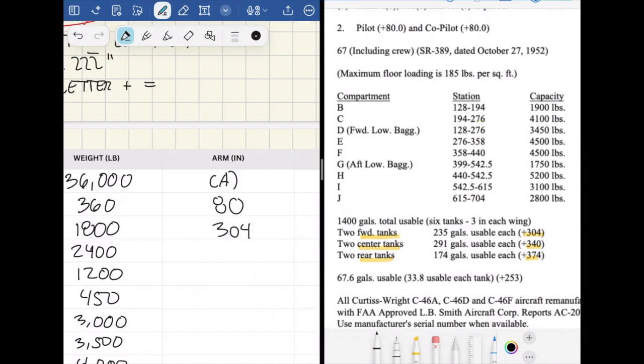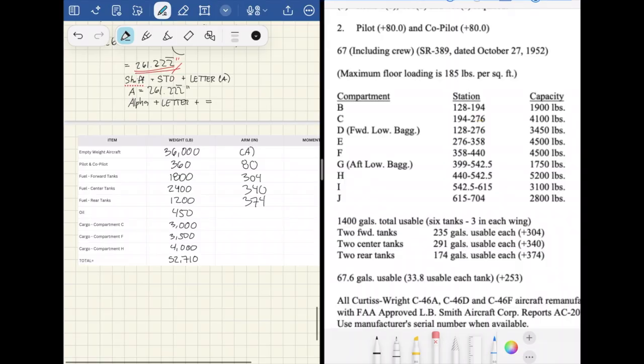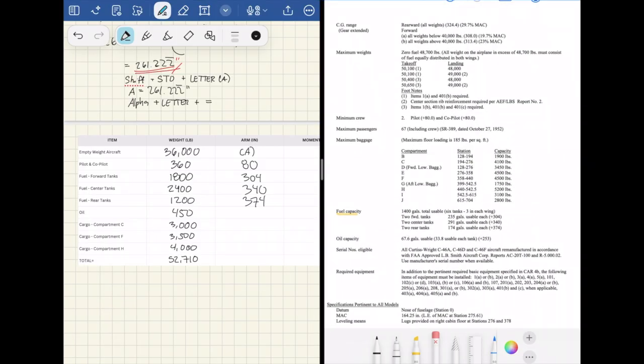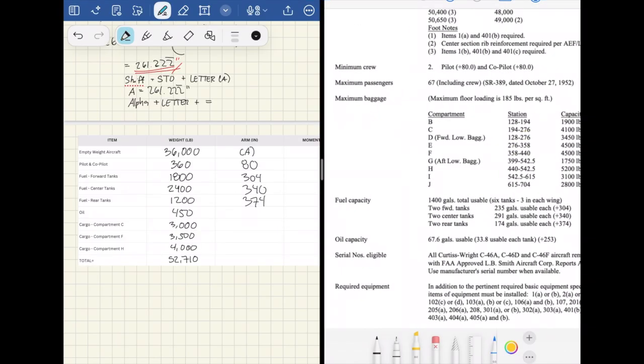Sa center tanks, we have 340. And then sa rear tanks, we have 374. Next, oil. Now, okay, so zoom out tayo. Check naman natin sa oil capacity. So, ayun. We have here oil capacity.